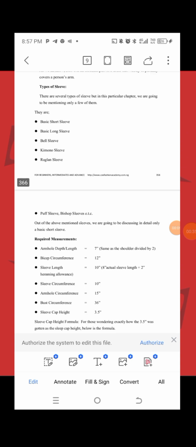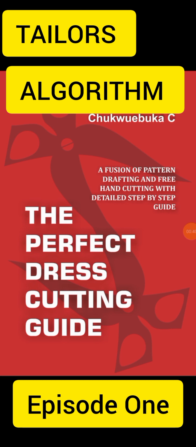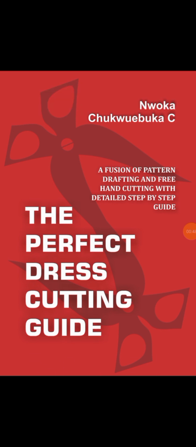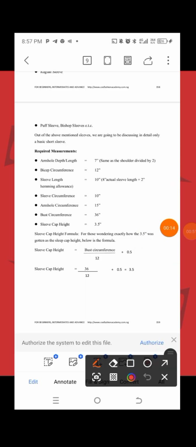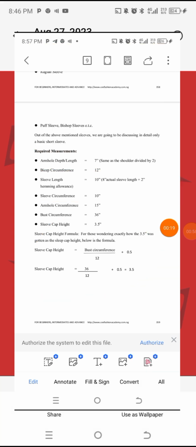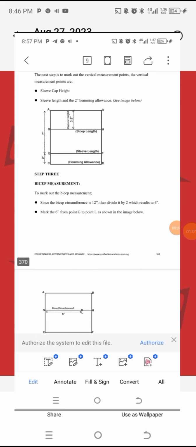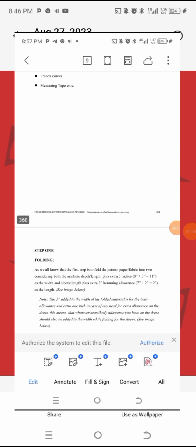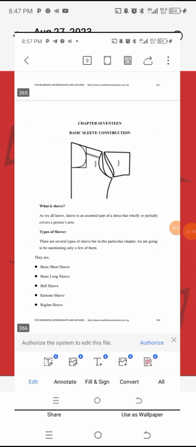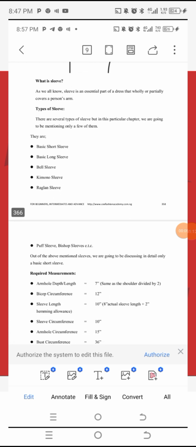So in this particular program, which is named Tailoring Algorithm, why do I name it Tailoring Algorithm? This is because normally an algorithm is a set of instructions which we use to solve a problem, a step-by-step set of instructions. And in this book, the Perfect Dress Cutting Guide, the instructions are arranged step by step, and they must surely solve your problem as a tailor. This is the reason why we termed it Tailoring Algorithm, because they solve tailors' problems. There's no way it's not going to be solving your problem. So in order to show you this actually works, that's why we are having this particular program, the Tailoring Algorithm.